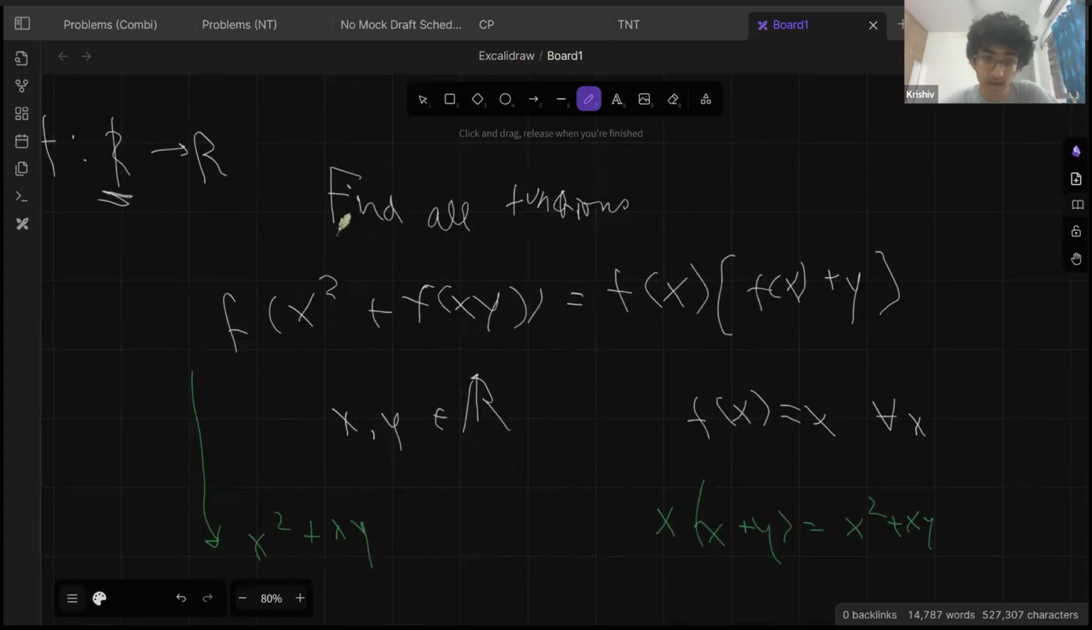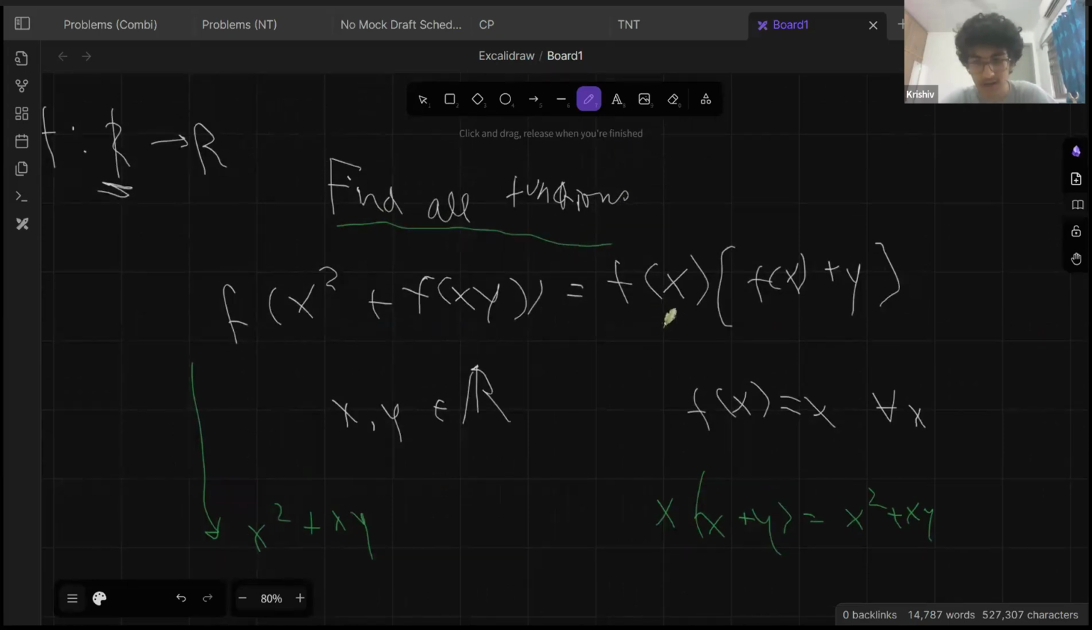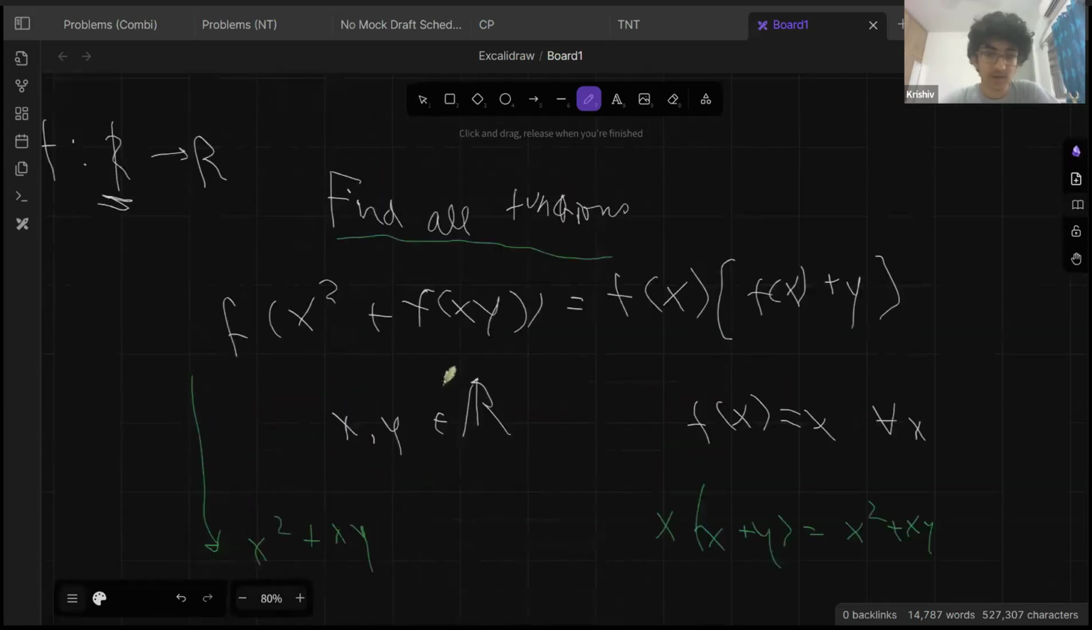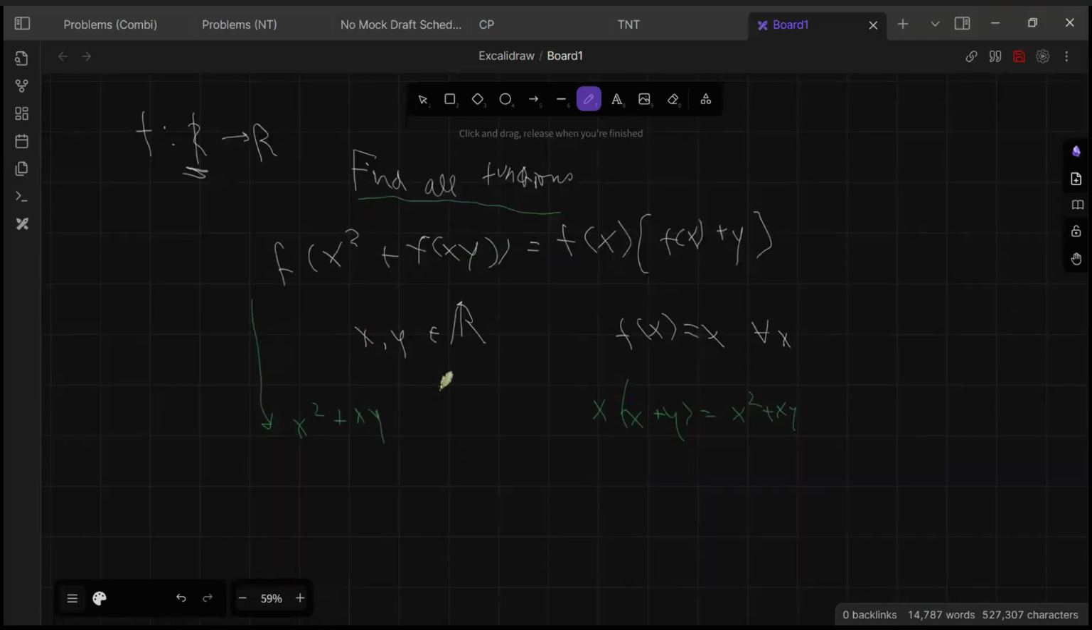But again, we're asked to find all functions. So we can't just stay there and say, okay, f of x is equal to x works, and that's it. We have to prove that f of x is equal to x is the only solution, or maybe it's not the only solution. It might not always be the only solution. So yeah, that's what a functional equation looks like.